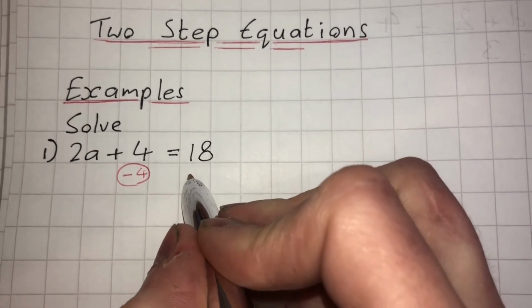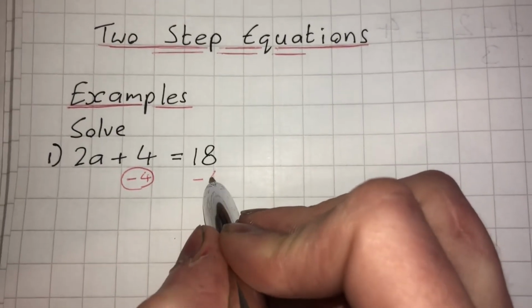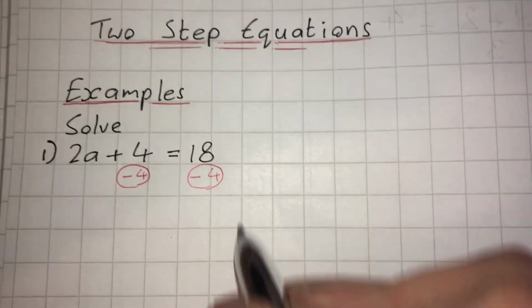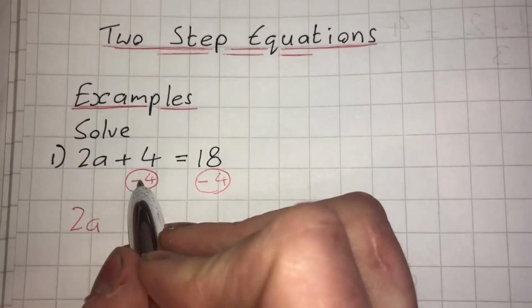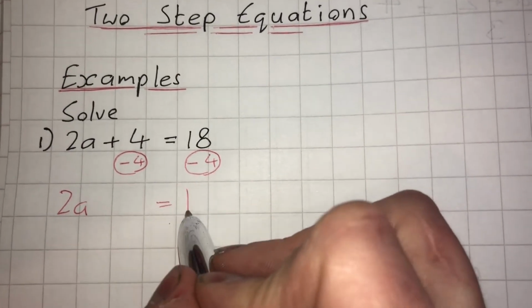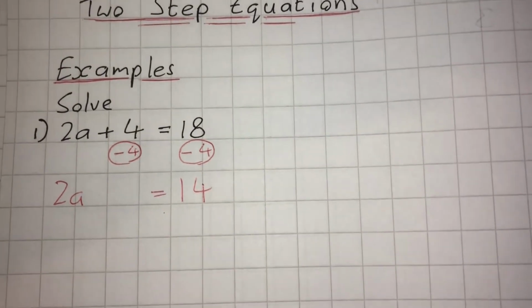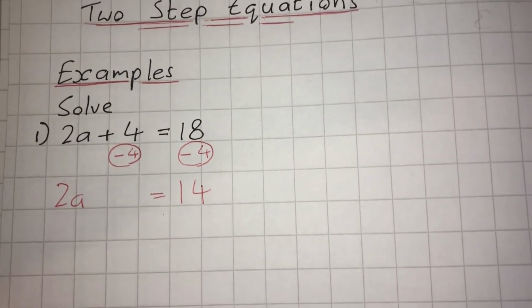Remember, I have to keep my equation balanced. So if I'm taking 4 away from here, I have to take away 4 from the right-hand side as well. So I'm left with 2a plus 4 minus 4 is 0, so it's gone. 18 take away 4 is now 14. Alright, so now I have 2a equals 14.